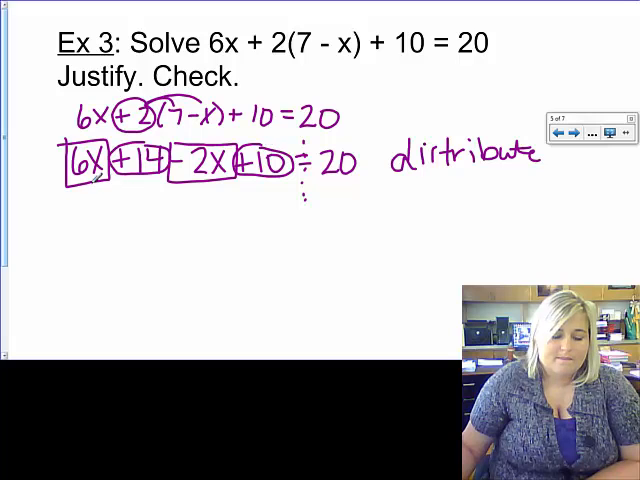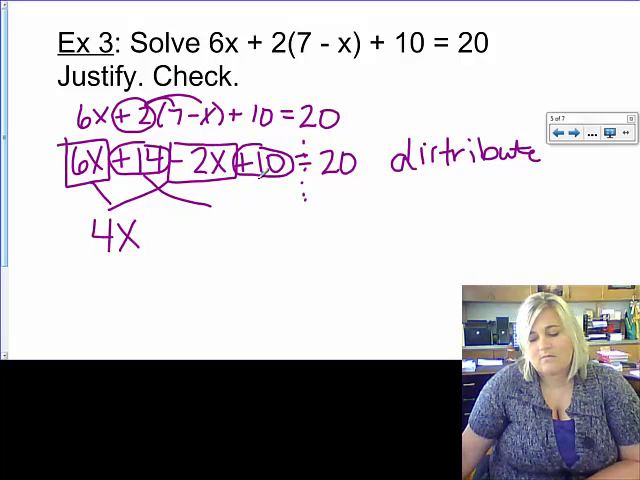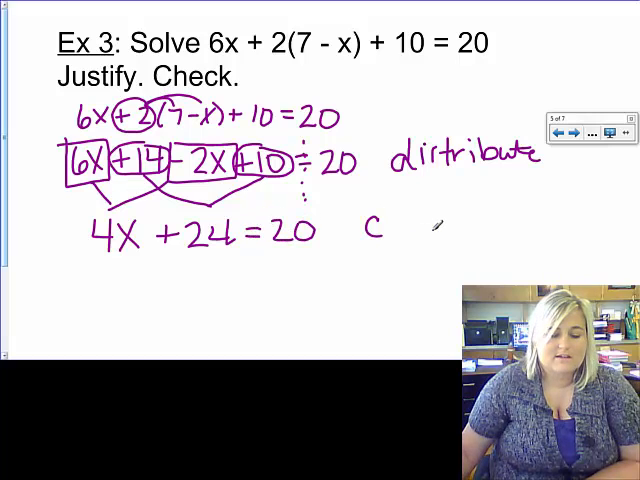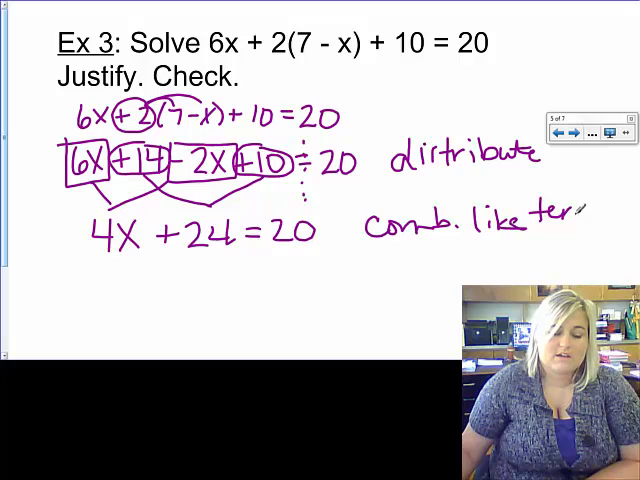So I have 6x minus 2x gives me 4x. And then I have 14 plus 10 gives me 24 equals 20. And at this point I combine like terms.